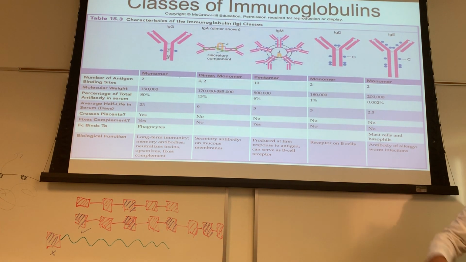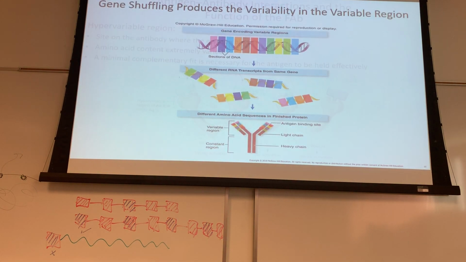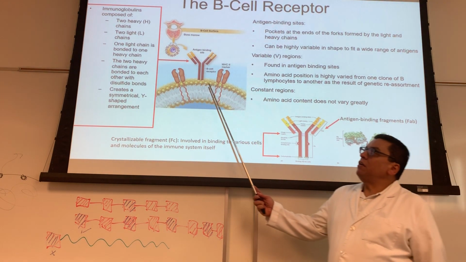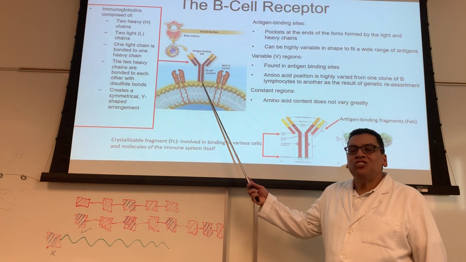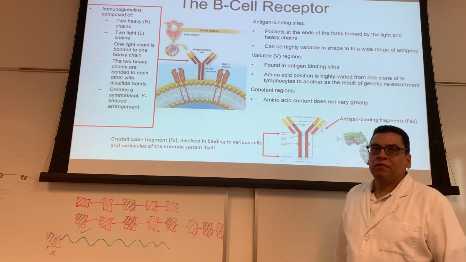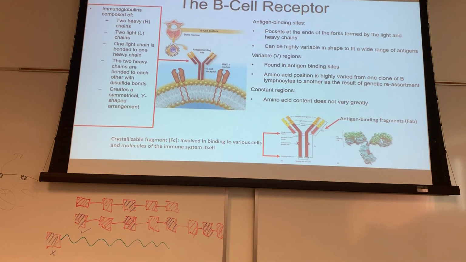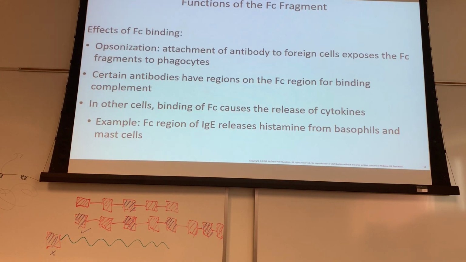IgD is the B cell receptor. So if we go back here, I said the B cell receptor is an antibody. I'm going to add the B cell receptor is a surface receptor antibody of the IgD type. That's just the thing that I'm going to add here. And then it can get secreted once the B cell is activated.